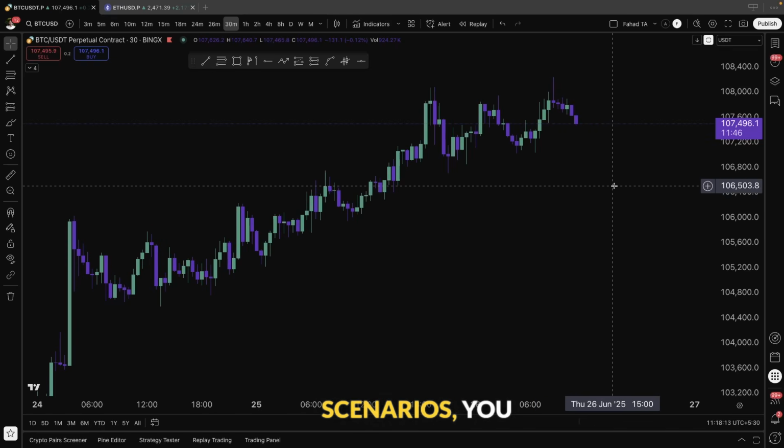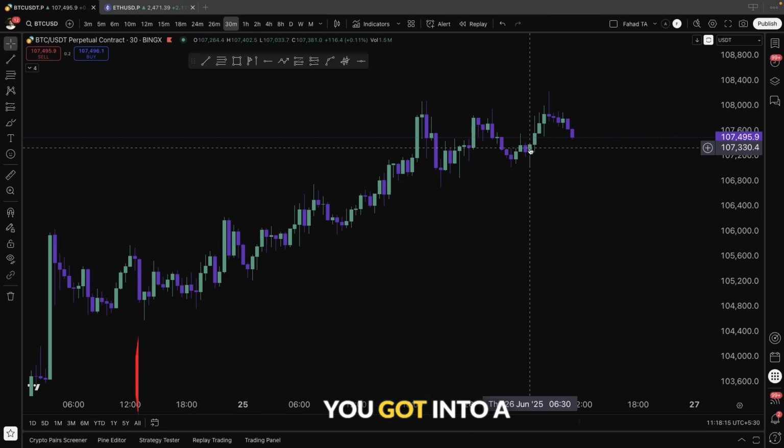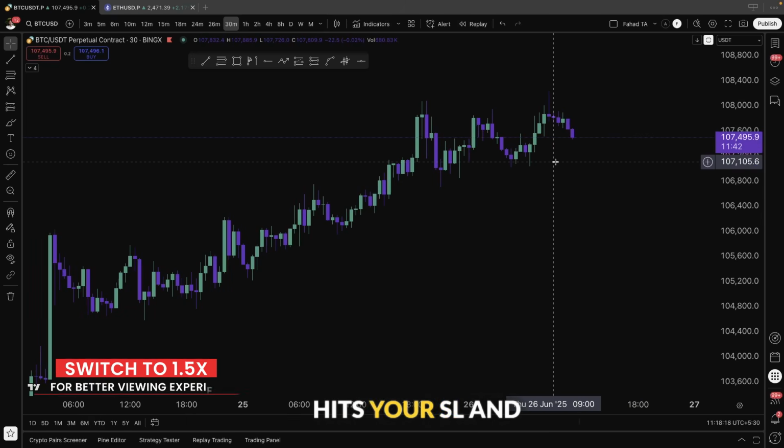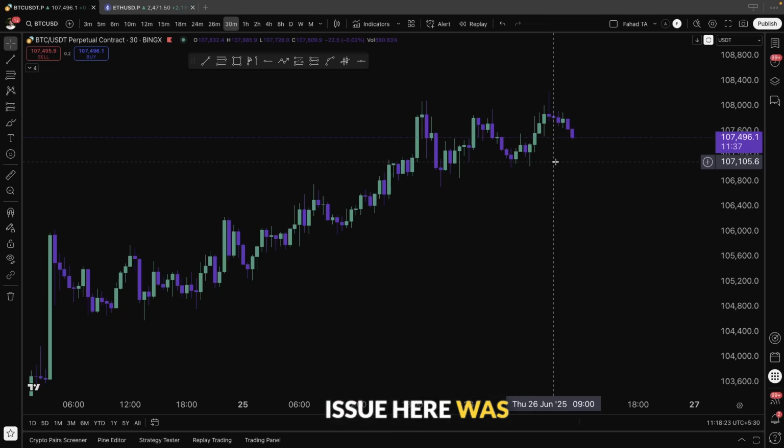In many scenarios, you would have witnessed that you got into a trade, the price hits your SL and then reverses in your favor. So, the only issue here was the timing of your entry. So now you know what's the importance of timing in your trading.